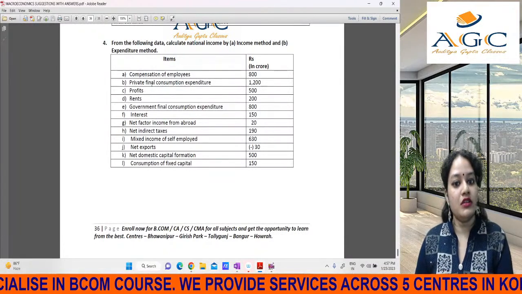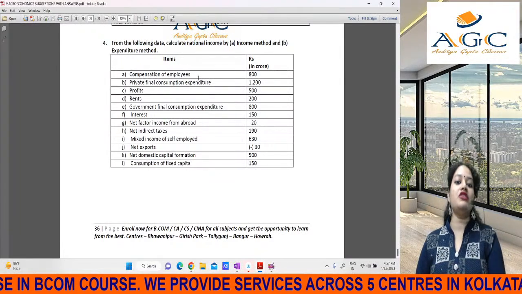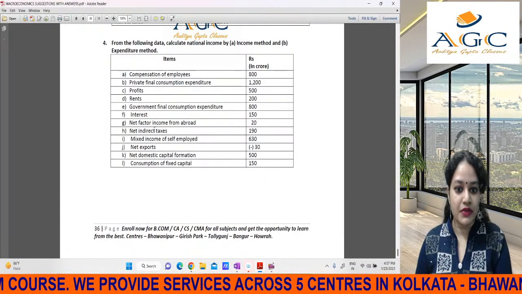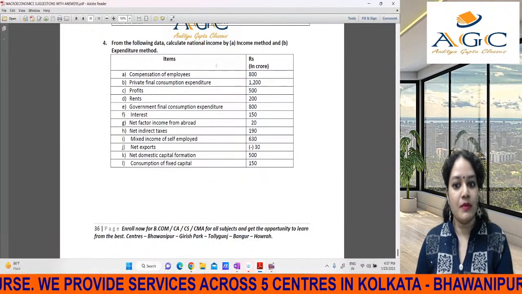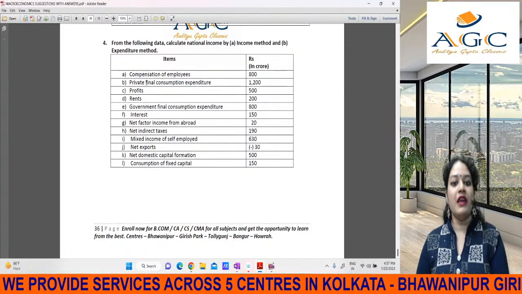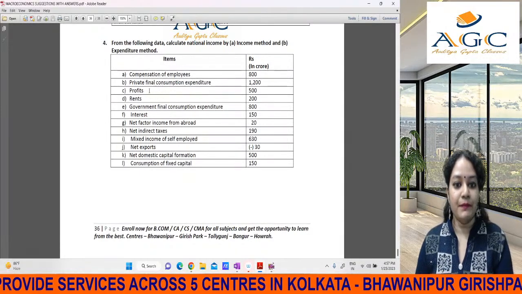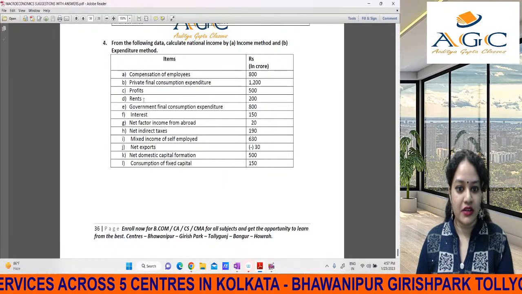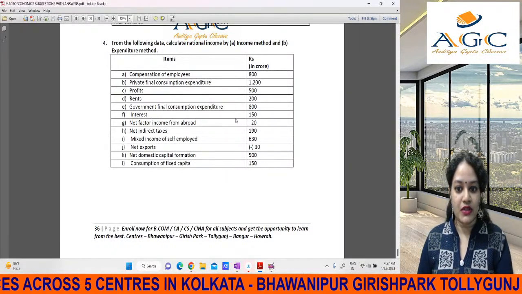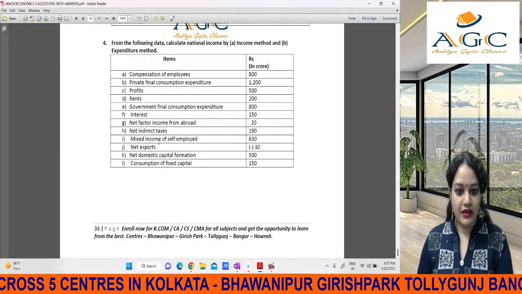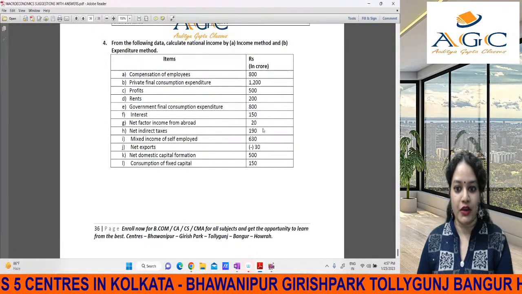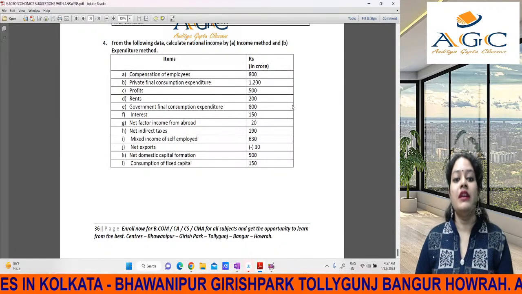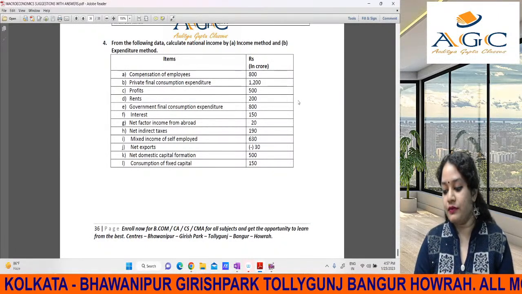So for the income method, what are the things that you will take? See, compensation of employees is given to you, and we can see in the table nothing related to compensation of employees is given, right? So compensation of employees is 800, the first step to get to our NDPFC. Then comes profits and rents, so 500 plus 200 here. Then we will skip to our interest, 150. Then mixed income of self-employed, 630. So these are the things that you have to take into account. Do that and tell me the value.